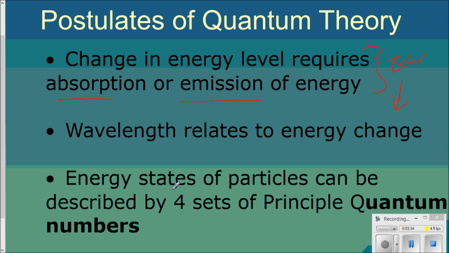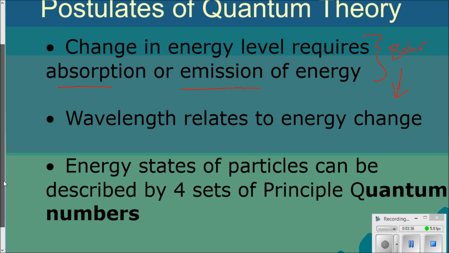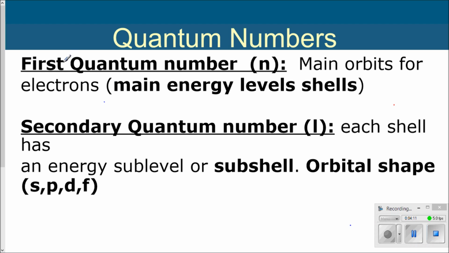Lastly, in quantum theory, we say that the energy states of particles or electrons can be described by 4 principal quantum numbers. These quantum numbers are just like your house has an address. Each electron has an address, which is defined by these quantum numbers. These quantum numbers define where that electron is. Our 4 quantum numbers: the first quantum number is the main orbits for the electrons. So these are the main energy level shells.